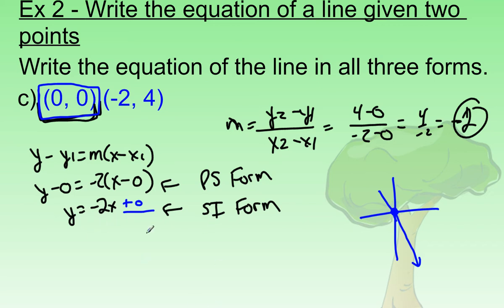And then we're going to change this into standard form. So to get standard form, you get the x's and the y's together. So we're going to add 2x to both sides because the 2x is negative, giving us 2x plus y equals 0. And that is standard form.